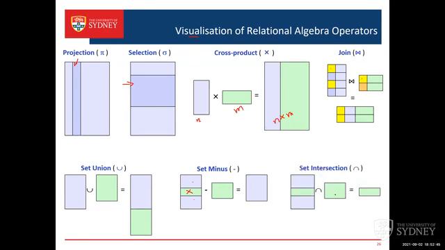Finally, intersection simply means the common part. So this one is the common part, so that is what we are going to get. Okay. So hopefully these 7 are making sense: projection, selection, cross, join, set union, set minus, and intersection.